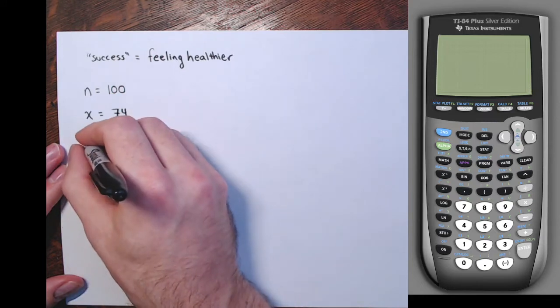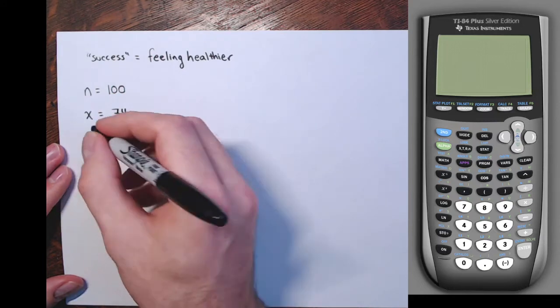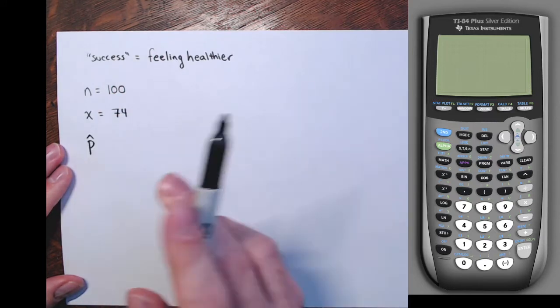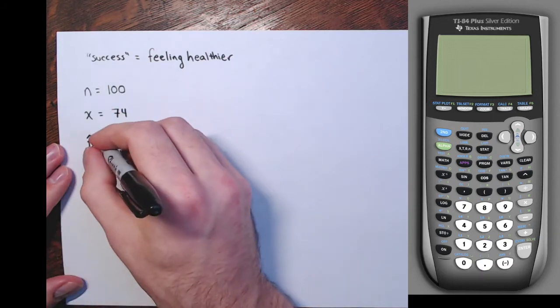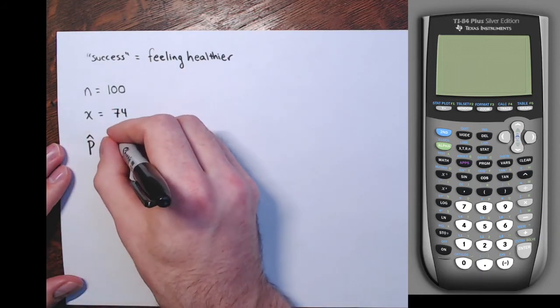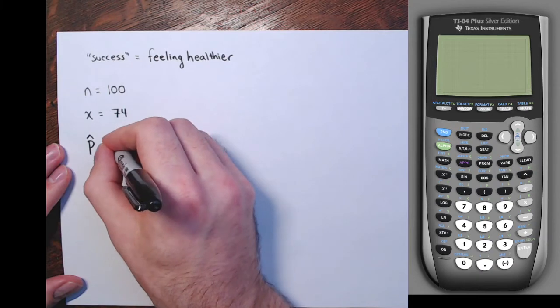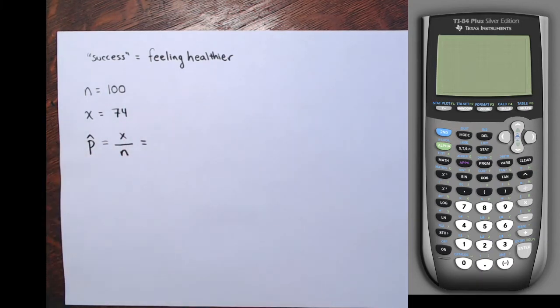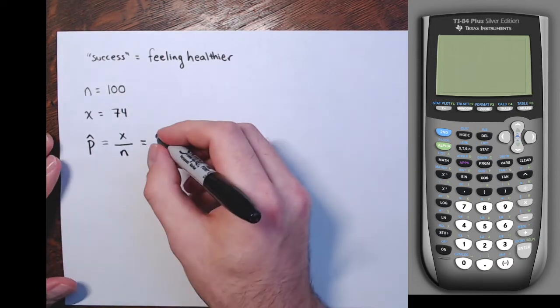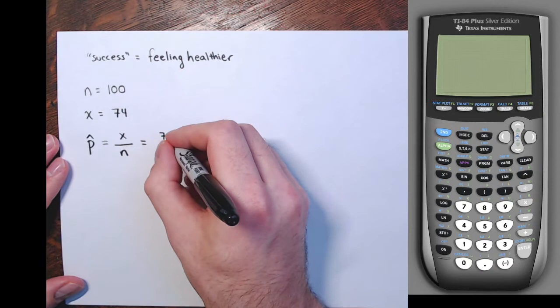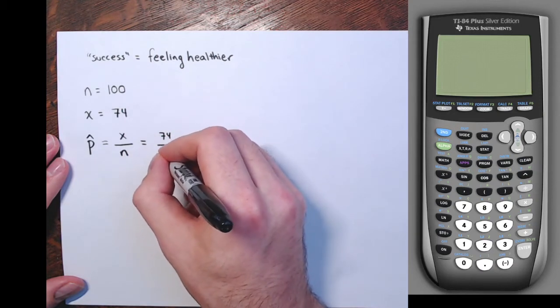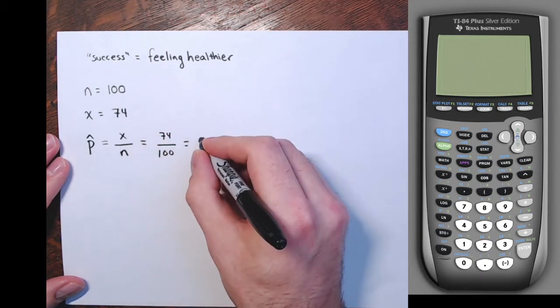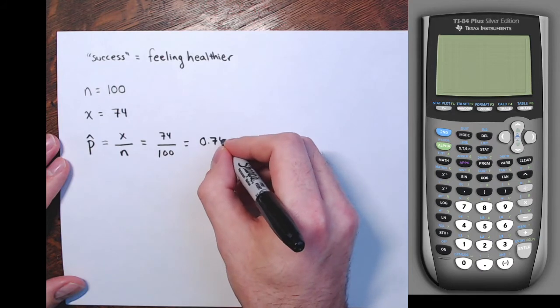Okay, so the sample proportion, p hat or p prime, you might see a p with an apostrophe, same thing. Again, it's the number of successes in the sample divided by the sample size. What proportion, what percentage of the sample is a success, feels healthier. So it'd be 74 divided by 100, and this is very simply just 0.74.